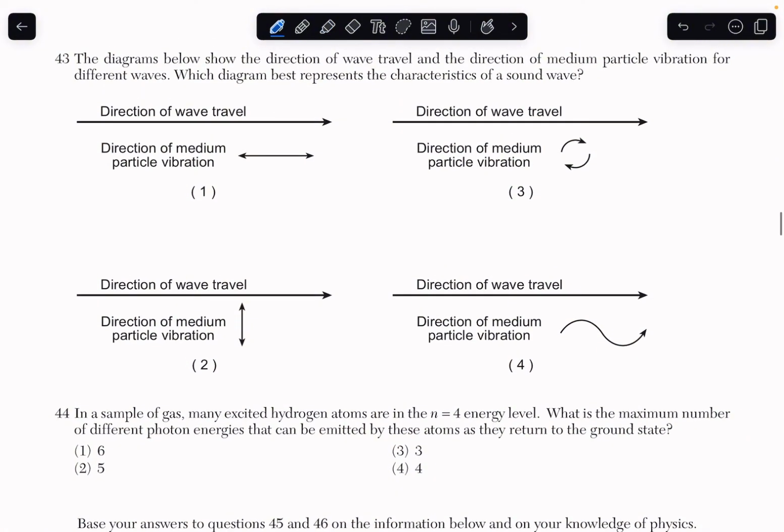43. The diagram below shows the direction of wave travel and the direction of medium particle vibration for different waves. Which diagram best represents the characteristics of a sound wave? So, one of the things that you're going to have to memorize is that sound waves are longitudinal waves. Remember that. Sound waves are longitudinal. And longitudinal waves go from left to right or back and forth. They do not move up and down. Waves that move up and down are transverse waves. So if we look at these choices, that is going to be 1 because this is going left to right or back and forth. See?